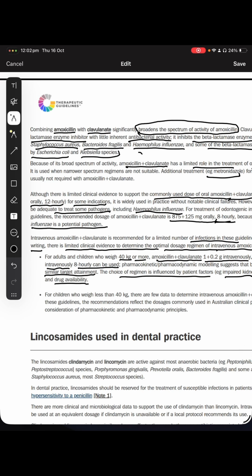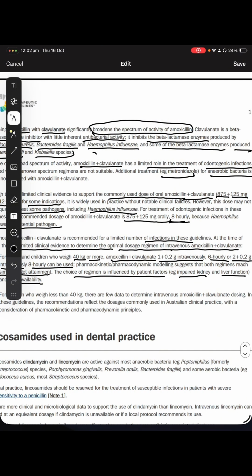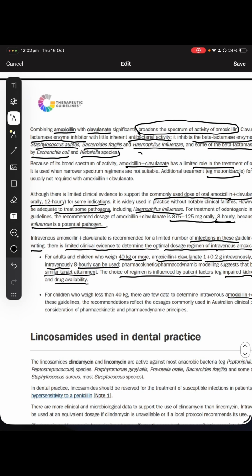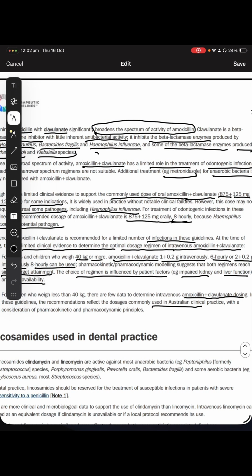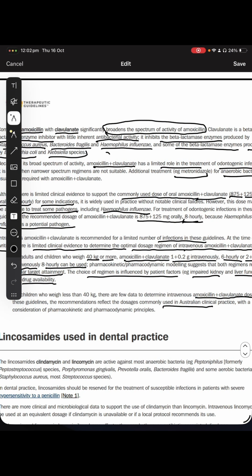Now, for children who weigh less than 40 kg, there are few data to determine IV amoxicillin plus clavulanate dosing. In these guidelines, the recommendation reflects the dosages commonly used in Australian clinical practice with a consideration of pharmacokinetic and pharmacodynamic principles.